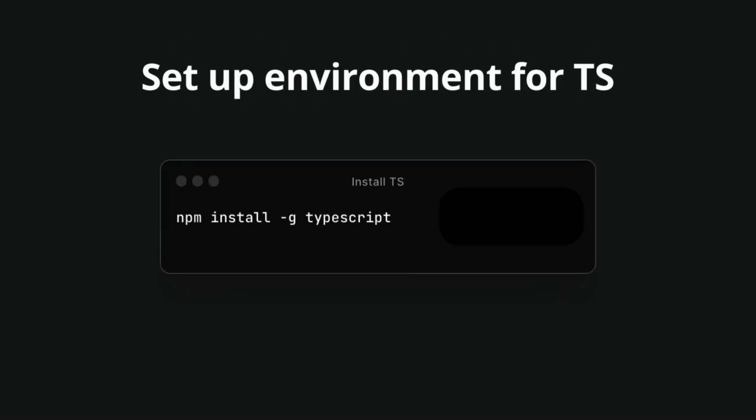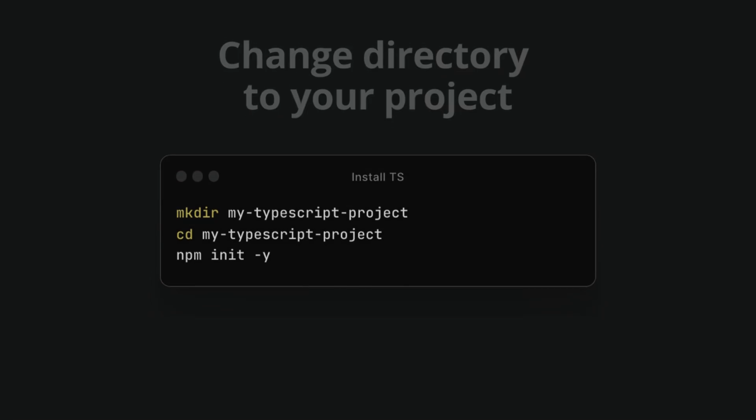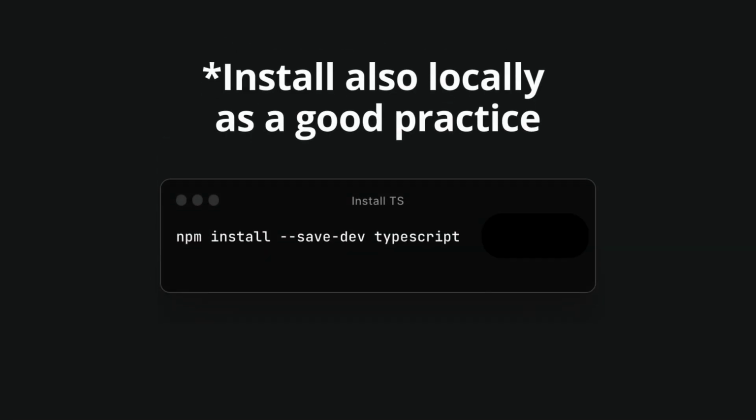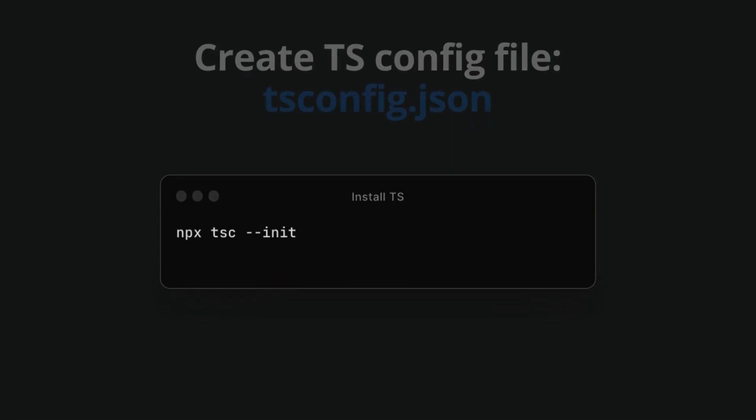Start with setting up the environment for TypeScript using the shown command, then create and change the project directory. After this, initialize the Node.js project. Moreover, you can also install TypeScript locally as a good practice. The last step before coding is creating this config file to manage TypeScript compiler configuration.